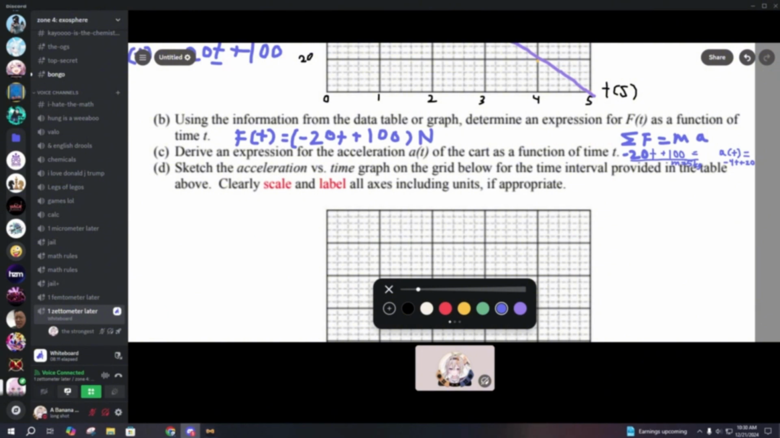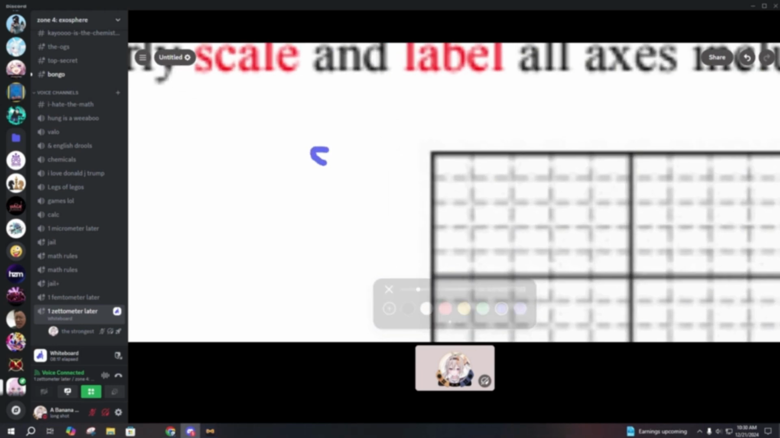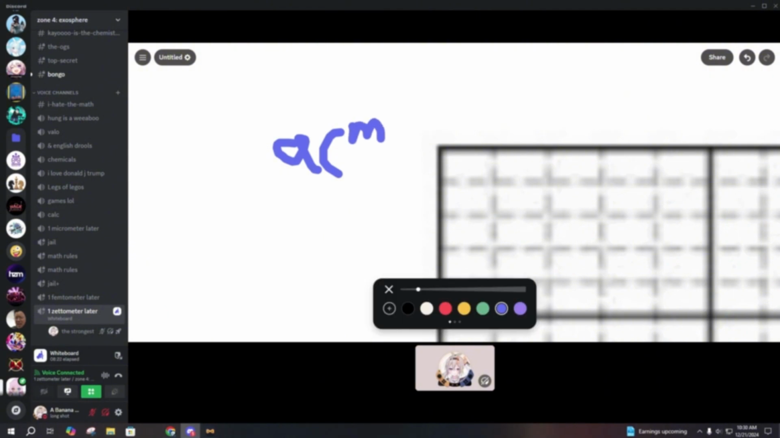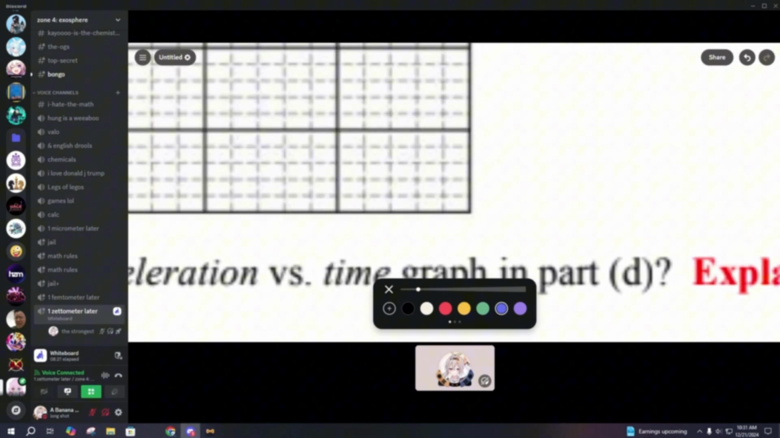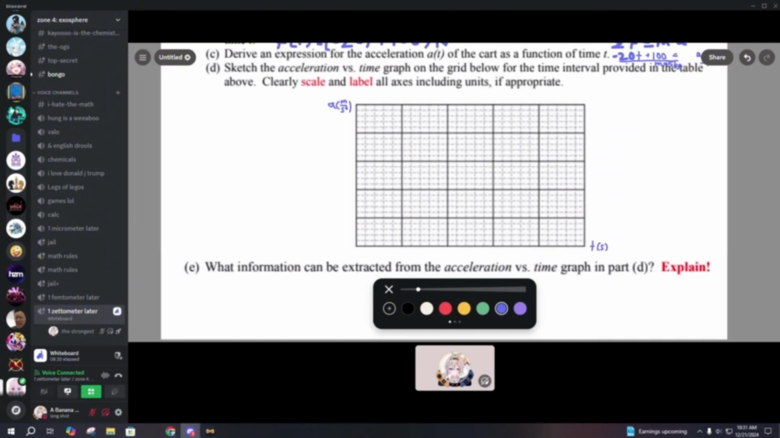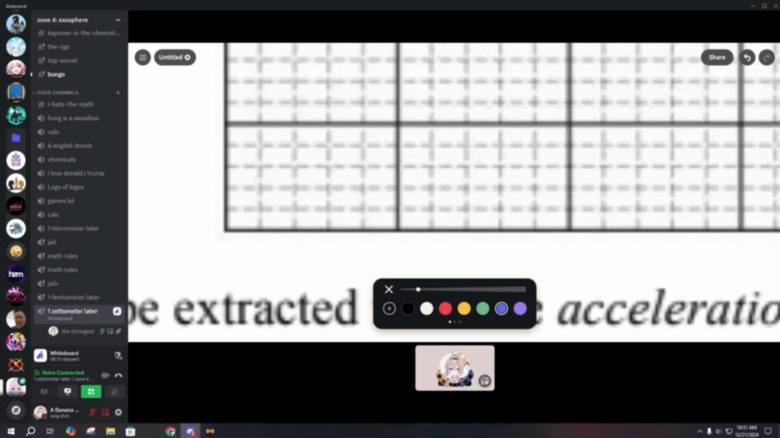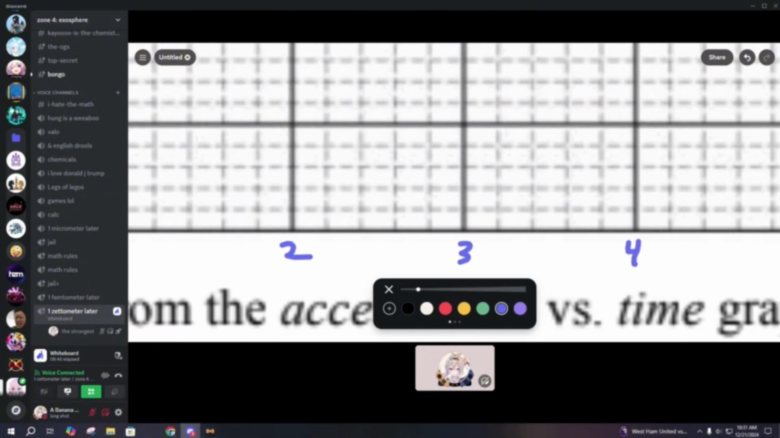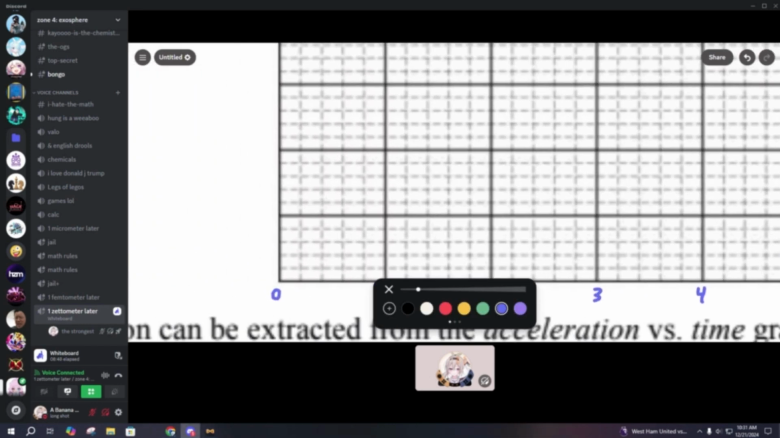Now I need to sketch the acceleration as a function of time graph on the grid below, right? So once again, I have acceleration here, which is in meters per second squared, again in response to the explanatory variable, time, in seconds. Therefore, I would graph time as my x-axis again, and acceleration as my y-axis. Makes sense. So once again, 0 seconds, 1, 2, 3, 4, 5 seconds. Once again, same scaling.